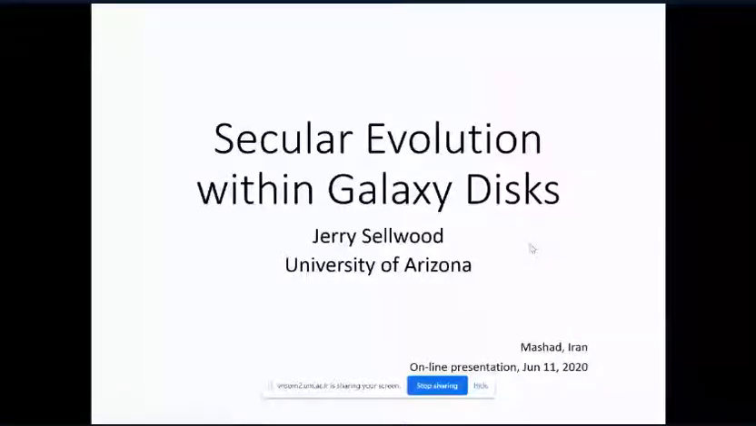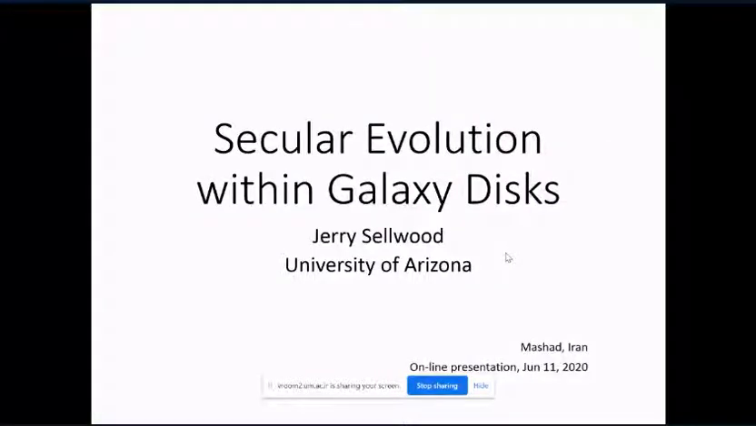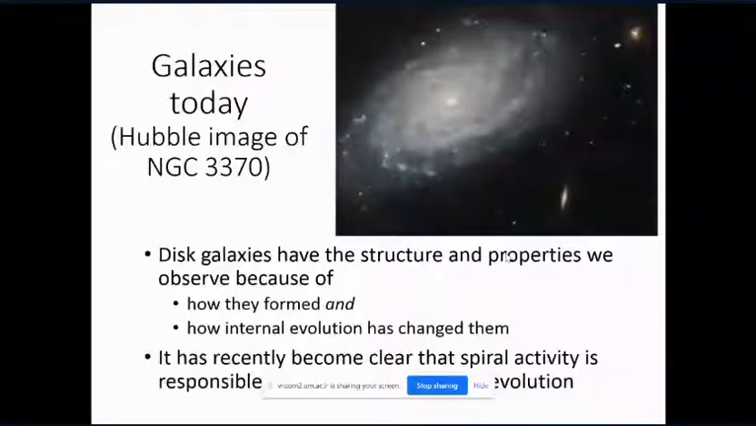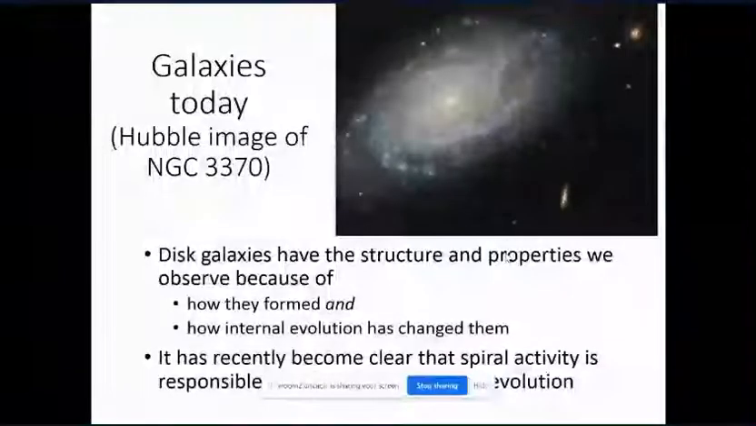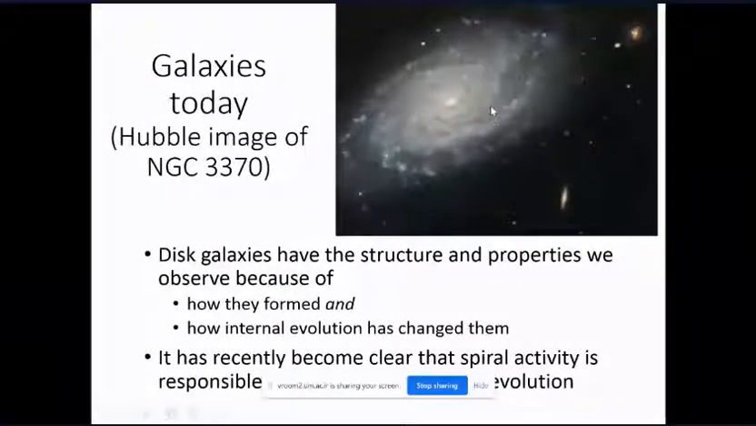My subject is secular evolution of disks. When we see pictures of galaxies today, such as this one from the Hubble telescope, we have to understand the properties of the disk galaxy that we're looking at have two sources. Disk galaxies were formed by some means which is currently the subject of a tremendous amount of research effort by the galaxy formation community.